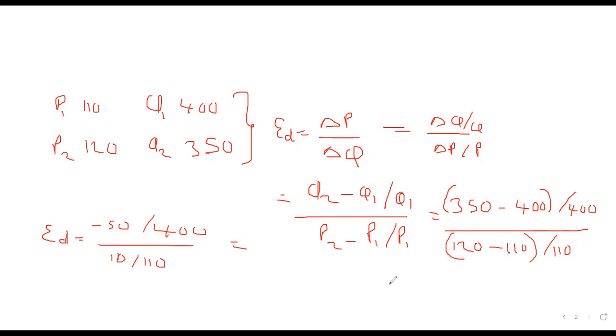So what do we have on top? Divided by 400. 0.125 divided by 0.09. Okay. What do we get? 1.39. So what is our comment here? It's inelastic. Demand is inelastic.